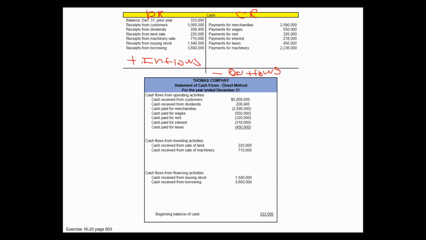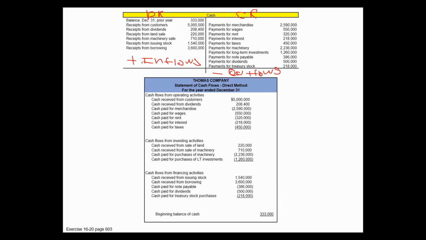The payments for machinery, that would be an investing activity, so purchasing new machines, $2,236,000. Payments for long-term investments, part of our investing, of $1,260,000. Payments for notes payable, $382,000. That would be part of our financing activity. The payment of dividends, part of our financing activity, $500,000. And the payments for treasury stock, that's going to be part of your financing activities, $218,000.